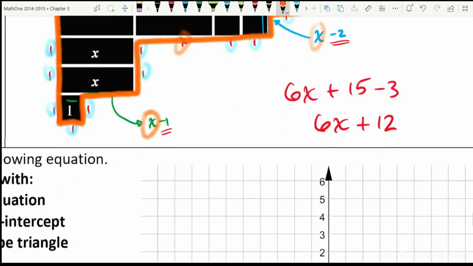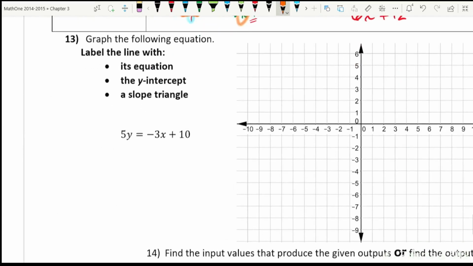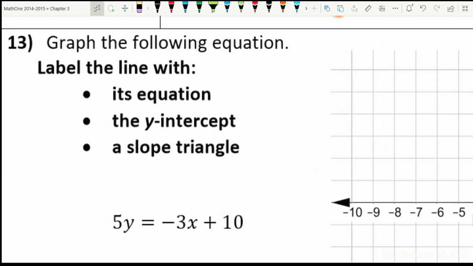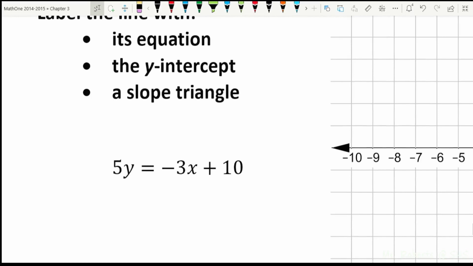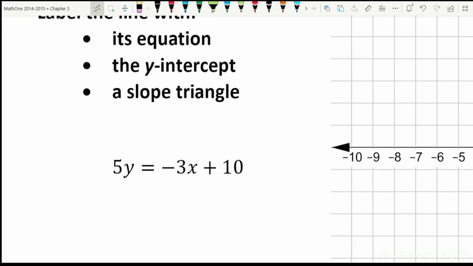On to question 13. It says, graph the following equation. Label the line with its equation, the y-intercept, and a slope triangle. So this is not written in slope-intercept form. So I can go one of two ways with this.